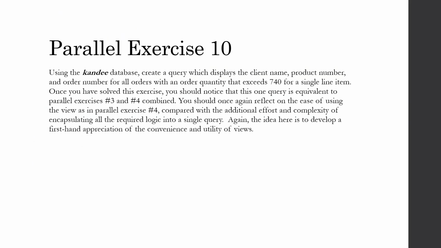Parallel exercise 10. Using the Candy database, create a query which displays the client name, product number, and order number for all orders with an order quantity that exceeds 740 for a single line item. Once you have solved this exercise, you should notice that this one query is equivalent to parallel exercises 3 and 4 combined. You should once again reflect on the ease of using the view as in parallel exercise 4, compared with the additional effort and complexity of encapsulating all the required logic into a single query. Again, the idea here is to develop a first-hand appreciation of the convenience and utility of views.